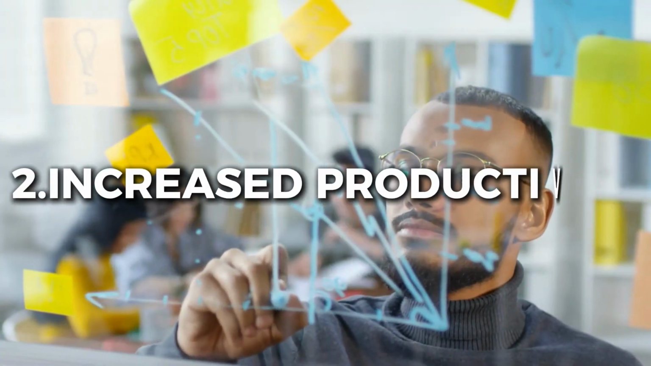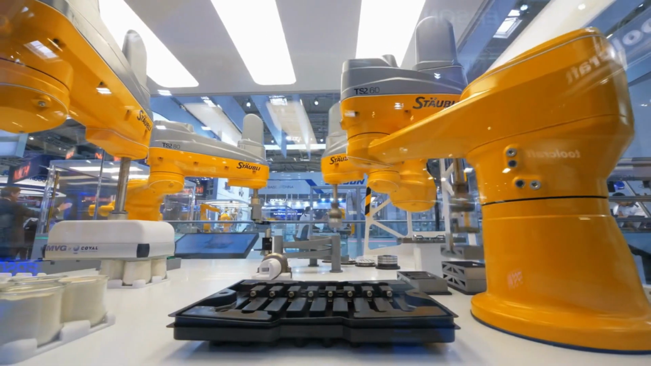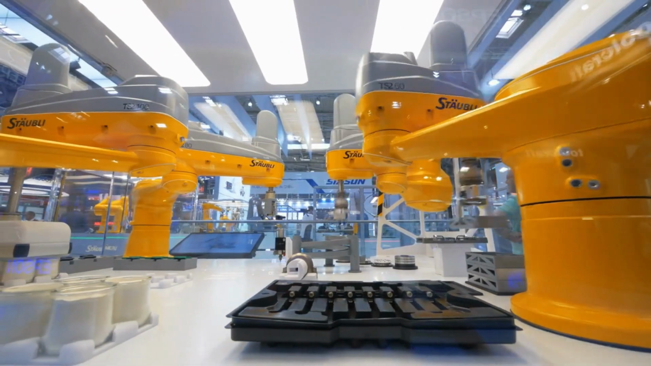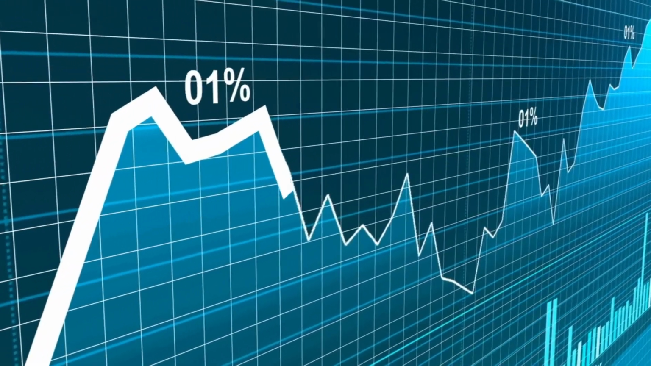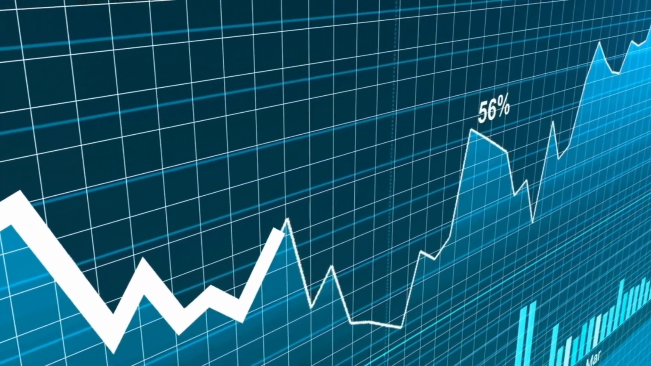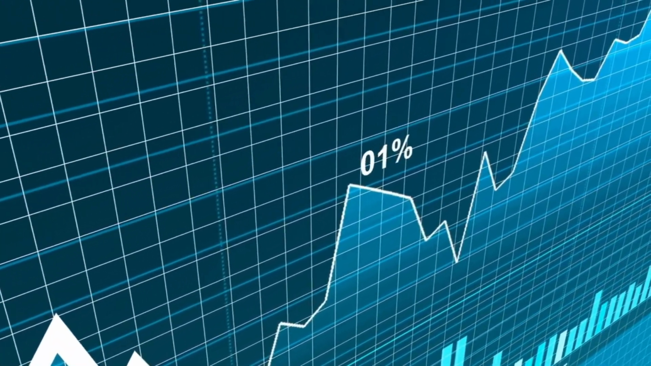2. Increased productivity. Advances in technology and increases in productivity can lead to lower production costs, which can result in lower prices for consumers. While this can be beneficial, it can lead to widespread price declines and create deflationary pressures.